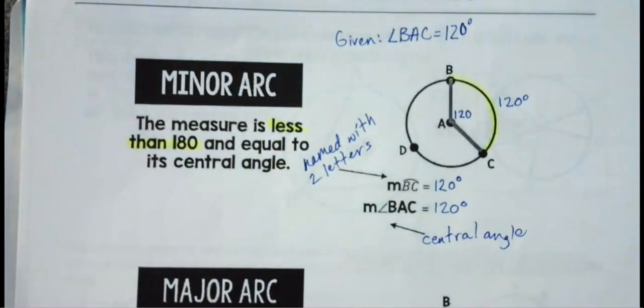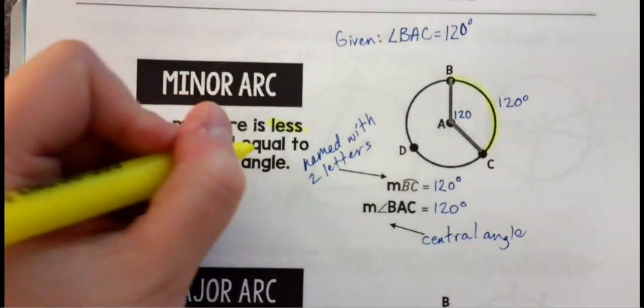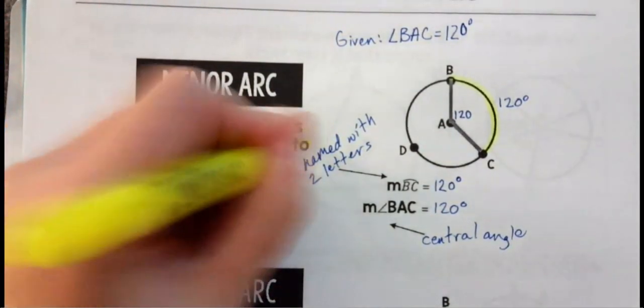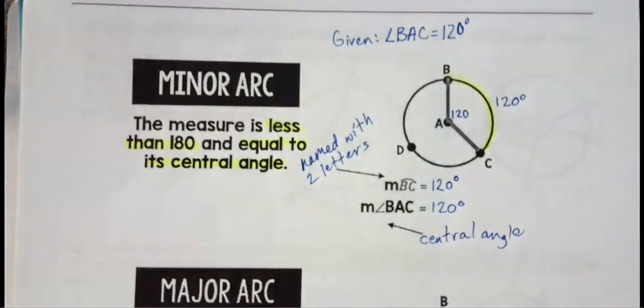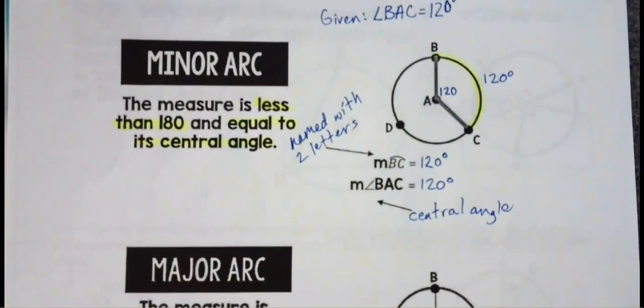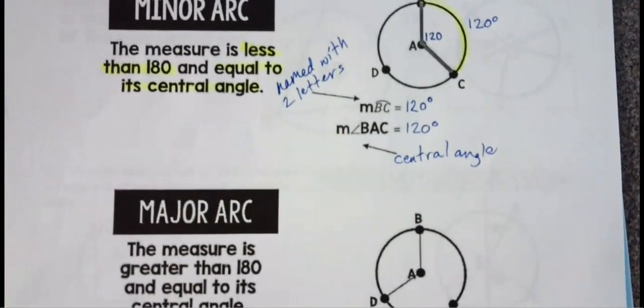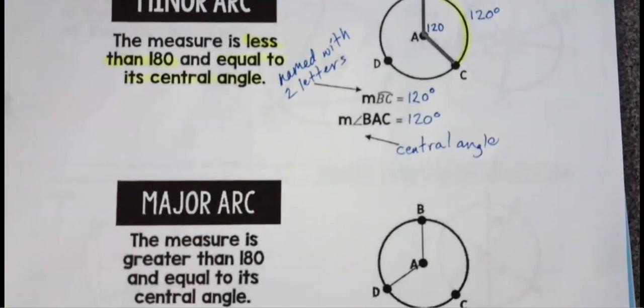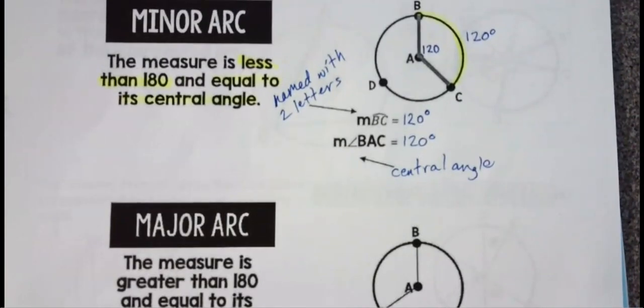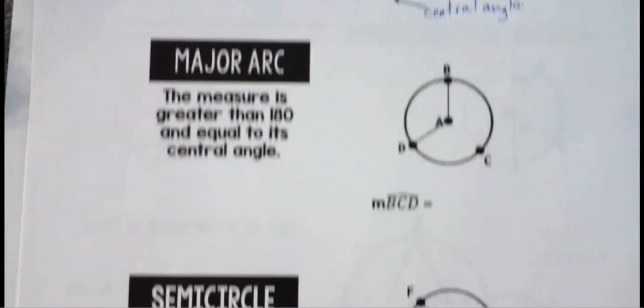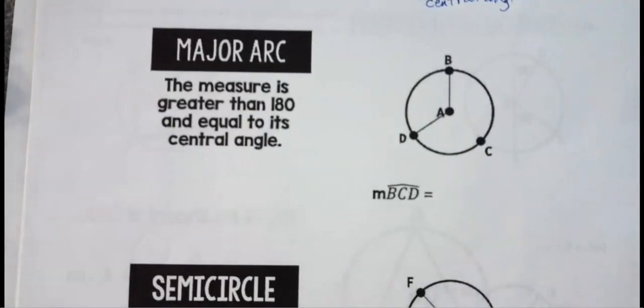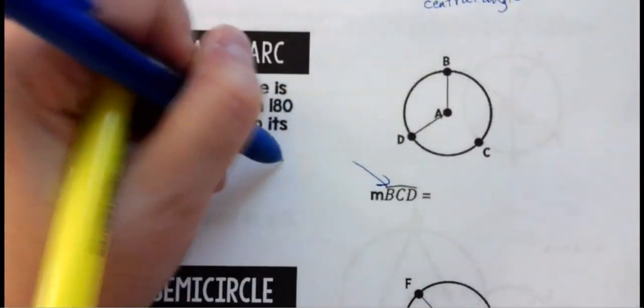But we're going to write central angle here. All right, and then it's just important. It's equal to its central angle. It's less than 180 and equal to central angle. Those are the 2 important things about minor arcs that you need to know. All right. Major arcs. All right, did we get that? I don't want to move on too quickly, but major arcs are named with 3 letters.